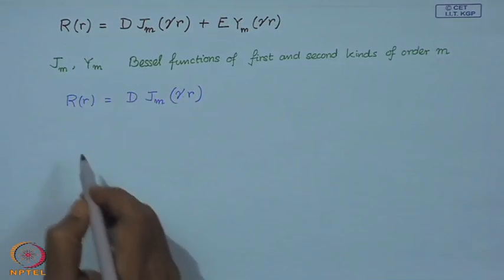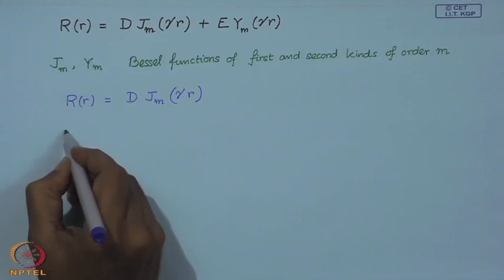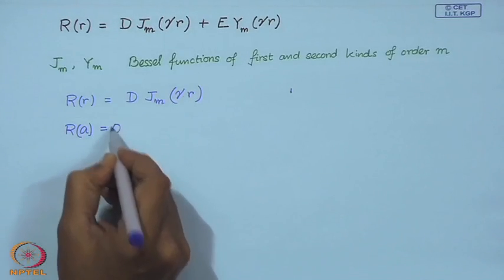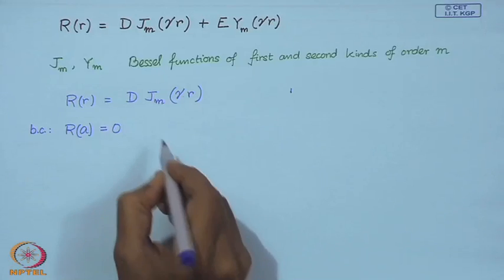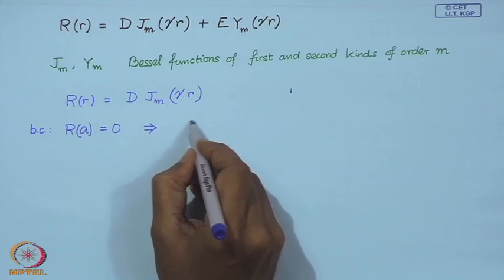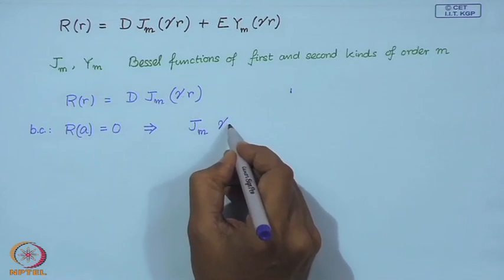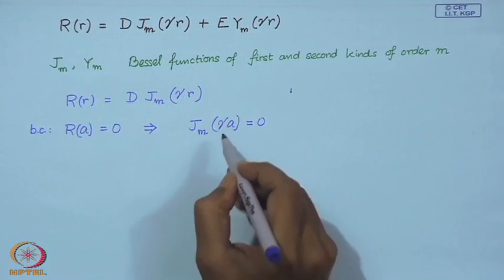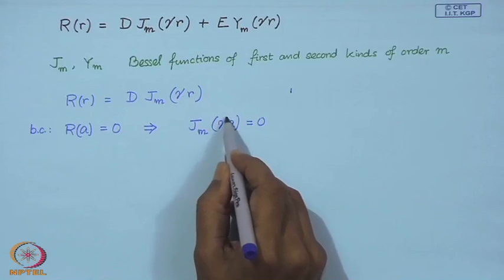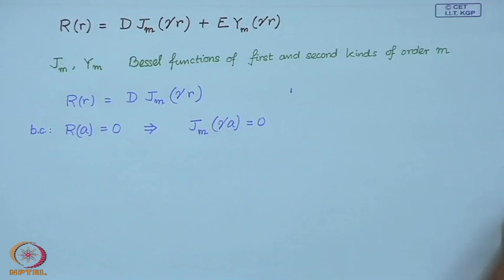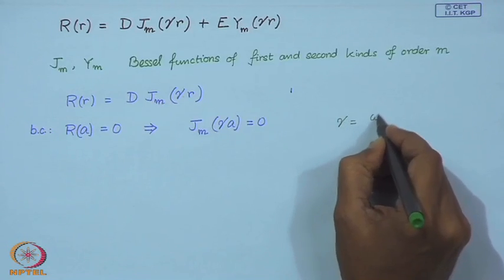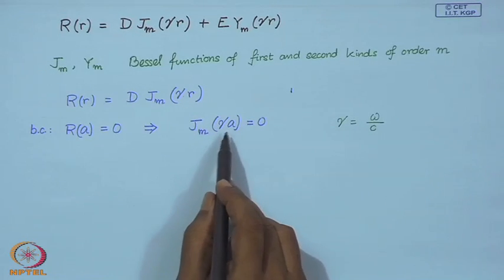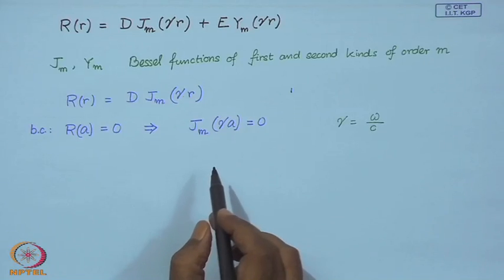Now, if you do that, we have just one boundary condition. So, R(a) is equal to 0, and that implies that, where a is the radius of the membrane, we must choose gamma. Now, remember that gamma is omega over c. So, we must choose these gammas so that this condition is satisfied.